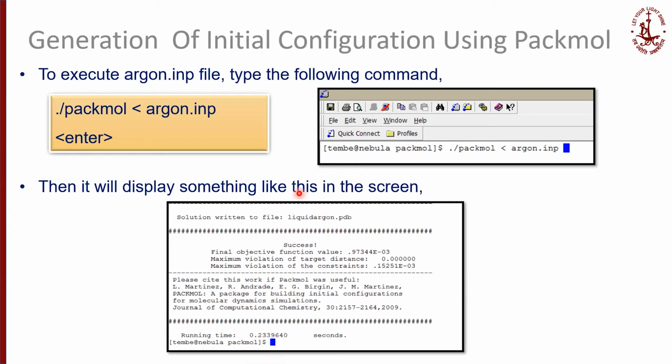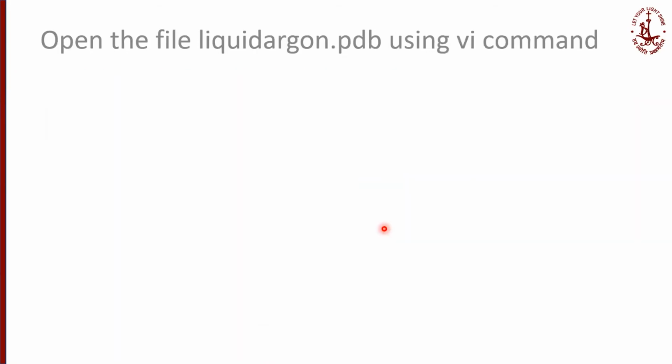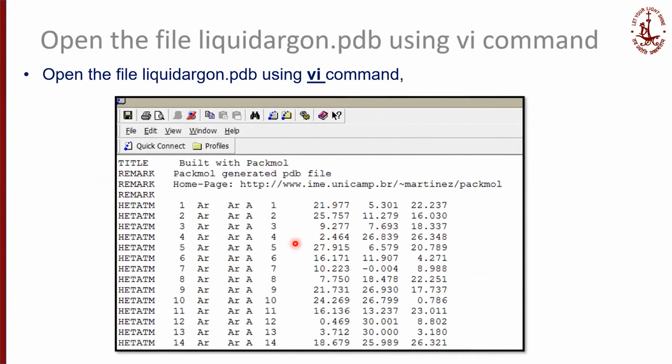So once your PACKMOL liquid argon.pdb file is ready, you have your input file ready. If you open the liquid argon.pdb file, this is how it looks. First you will have the title, built with PACKMOL, then REMARK, PACKMOL generated PDB file. Again you will have REMARK, then HETATM, the hetero atoms, labeled 1, 2, 3, 4, 5, different numbers of atoms. Then these are the coordinates of each and every argon atom inside your box.